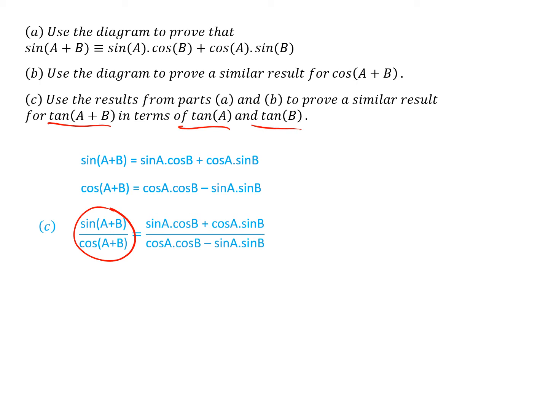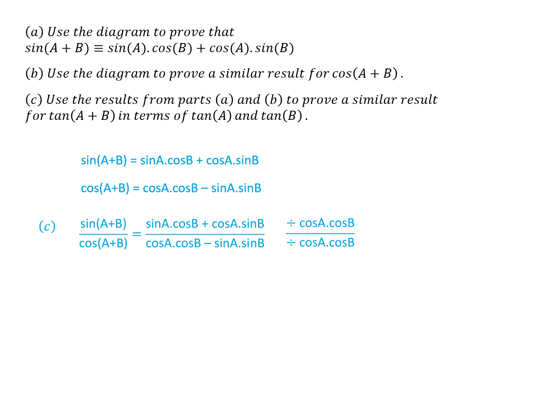But we've got sine A's and cos B's here. Now, because tan is sine divided by cos, I think it's going to be helpful to divide by cos. But we've got to divide by cos B and also cos A as well to get tans on the numerator. And we'll worry about the denominator in a moment. So let's divide both the top and the bottom, the numerator and the denominator, by cos A times cos B.